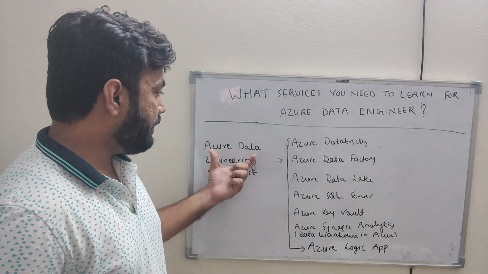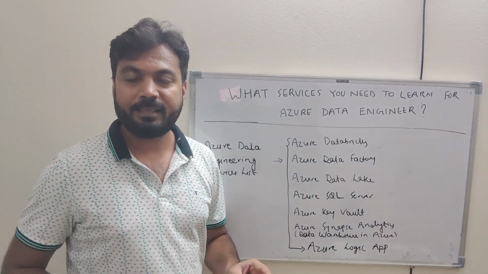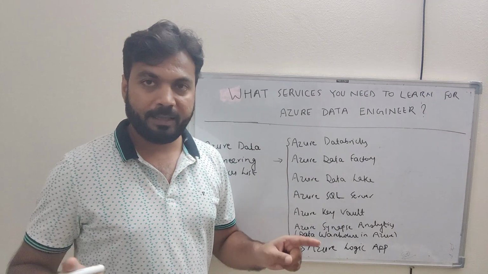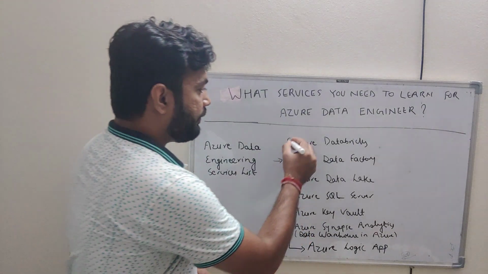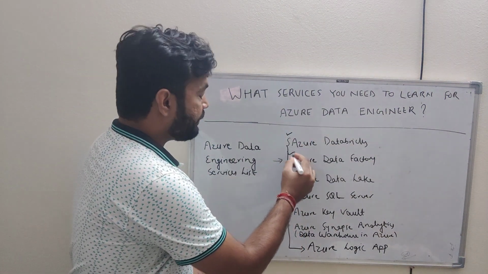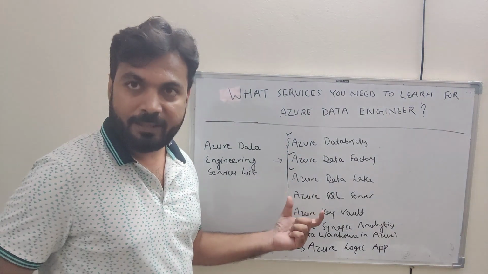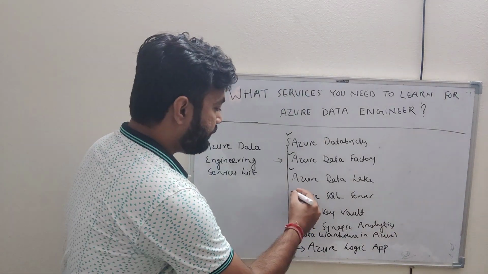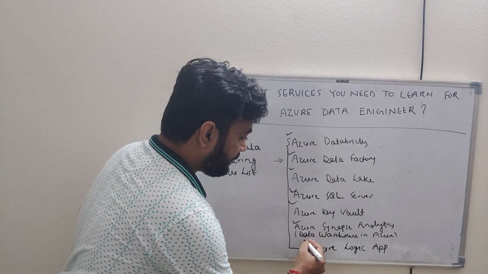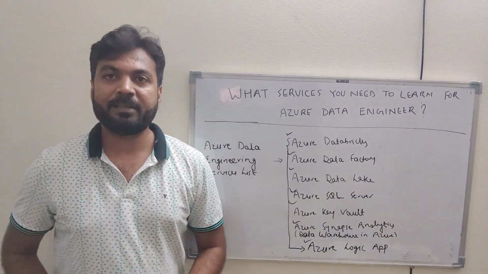So here I have listed down the Azure Data Engineering services list. These are the list of services that are required for you to learn to become an Azure Data Engineer. The first and the foremost is Azure Databricks. The second is Azure Data Factory. The third one is Azure Data Lake. The fourth one is Azure SQL Server. The fifth one is Azure Key Vault. The sixth one is Azure Synapse Analytics, and the seventh one is Azure Logic App. Now let's discuss each of the services one by one.